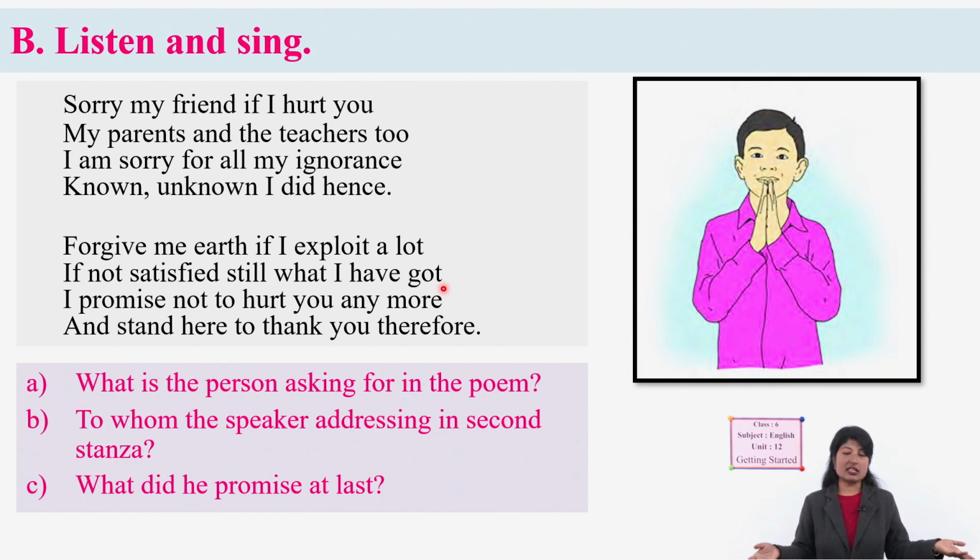So people are generally not satisfied of what they have, and they want more and more from the earth, right? Earth cannot satisfy our greed. Earth can only satisfy our need. So he is asking sorry for that with earth, and also promise not to hurt anymore. Okay, and thank you therefore, thanking earth for giving everything we have, all the resources we use from the earth. Okay, that's all about this poem.